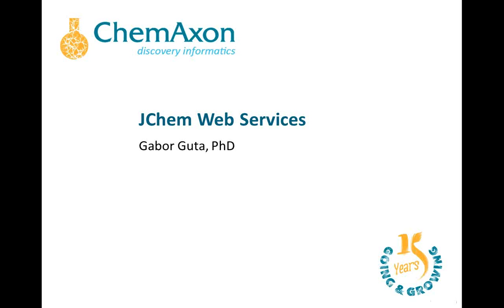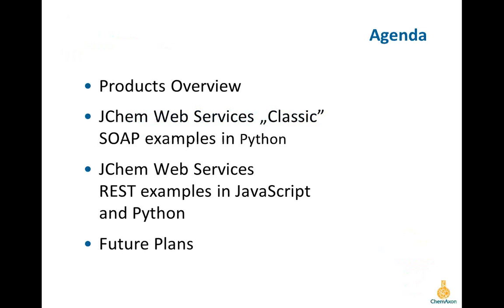I will talk about JChem Web Services. The agenda contains 4 items. The first is the overview of the products, which is technically that JChem Web Services are now 2 products.